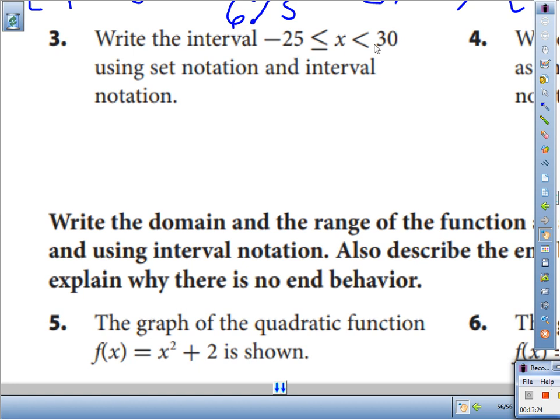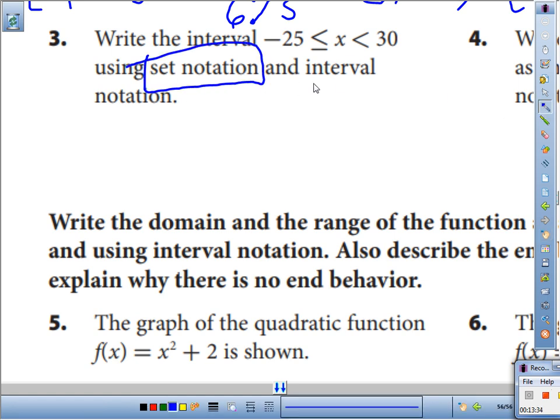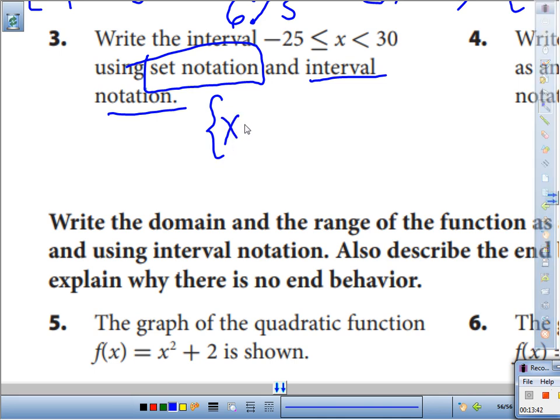Write the interval of negative 25 less than or equal to x less than 30 using what? Set notation and interval notation. So set notation, it's easy because they already give us the inequality, yes? So all I do is solution set of x such that negative 25 less than or equal to x less than 30.